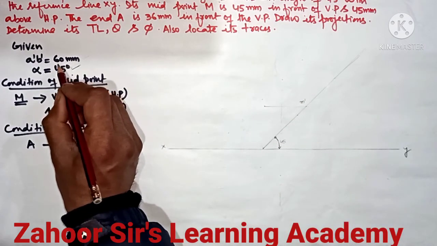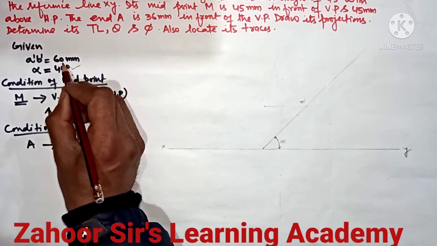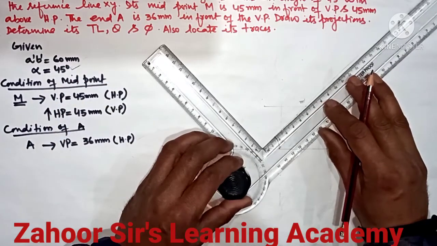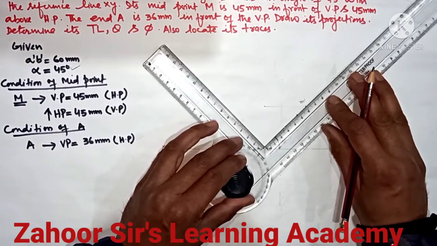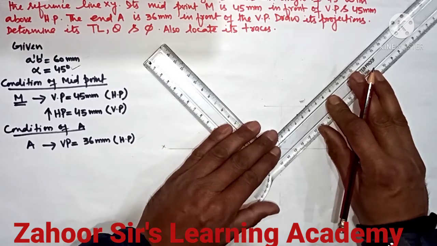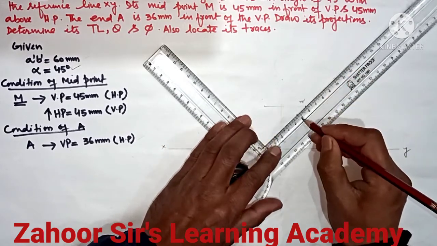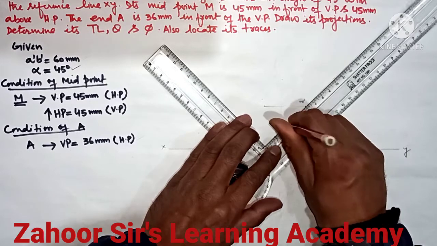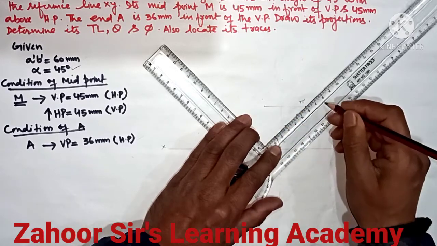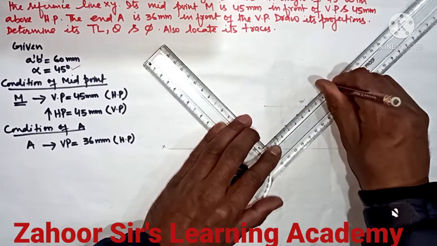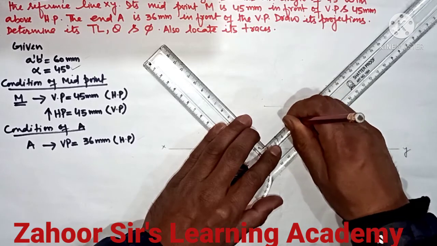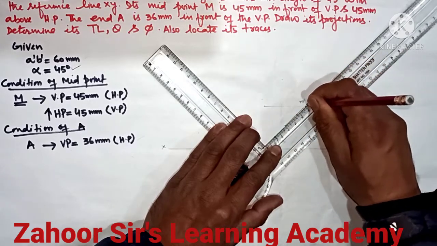And what is the length of the front view, my dear students? 60. So from here, I can measure 30 mm on this end. So this is one end of the line, and 30 mm on the other side. Now I will connect these 2 points with a dark line.